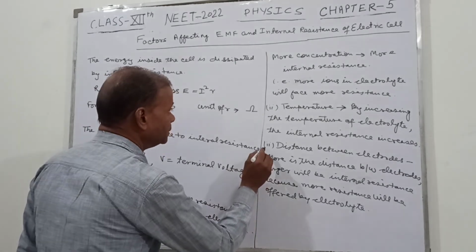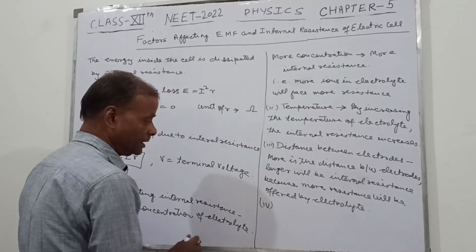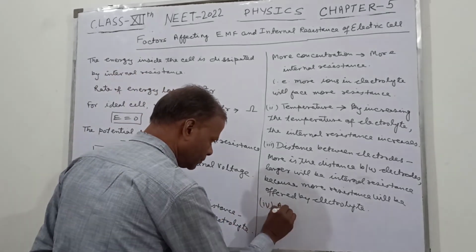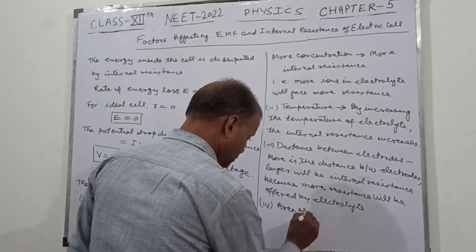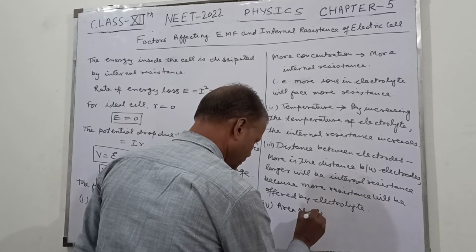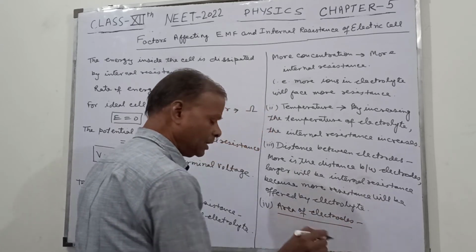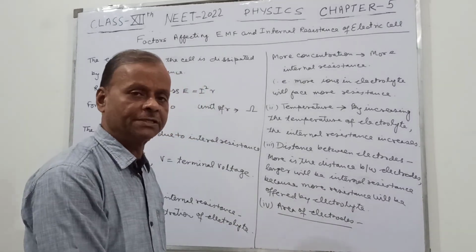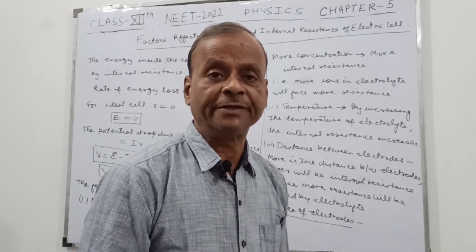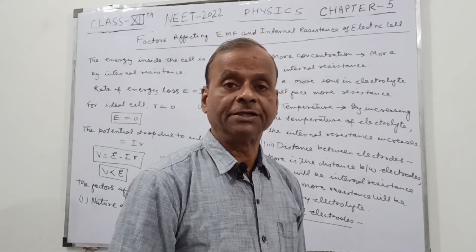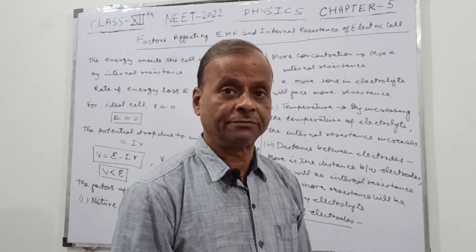Now then fourth. Fourth is the area of electrodes. Larger the area, less is the internal resistance. Because what happens is that more ions come in contact with the larger area of the electrodes. So the internal resistance decreases.